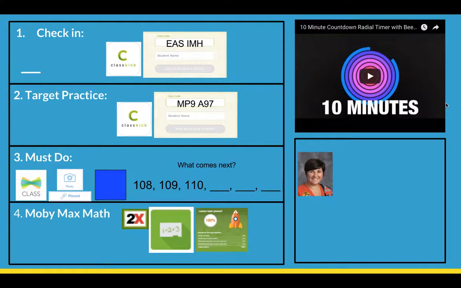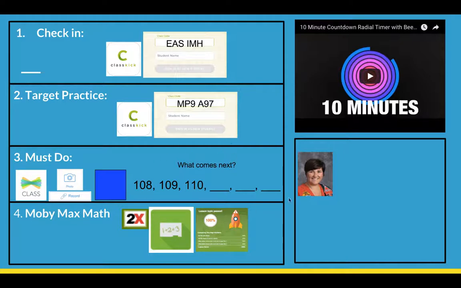Let's take a look at your jobs for today. You've got your check-in that you already did to check in with counting to 120. You're watching the video, and so now your target practice, or your way of proving that you can do solving story problems about adding, is on a Classkick today. So the story problems will be read to you, and there's tools there for you to use within the Classkick.